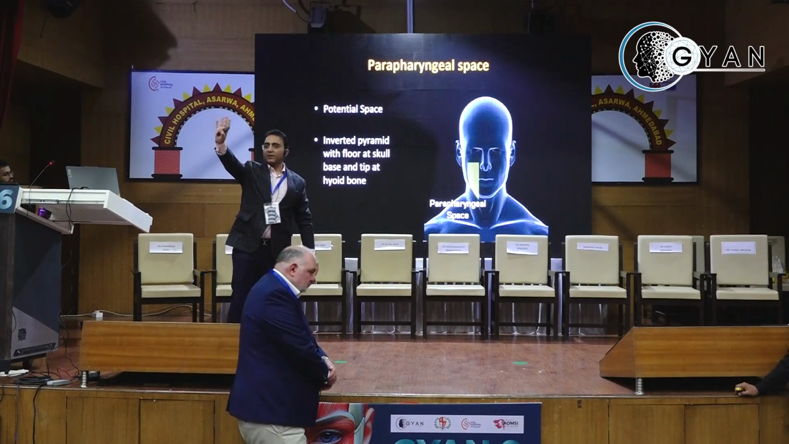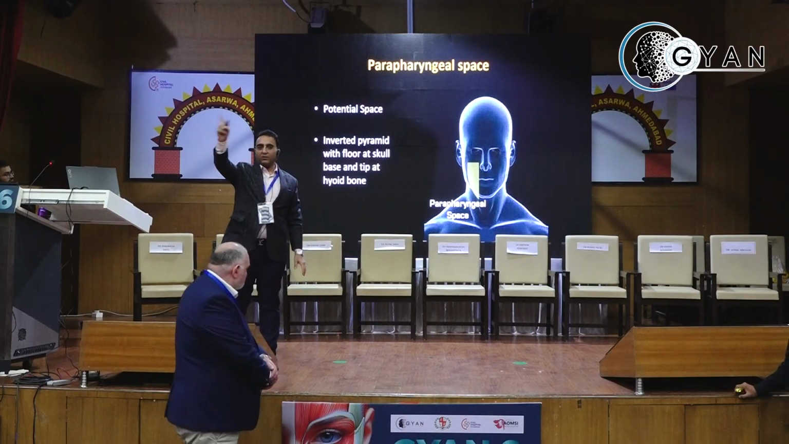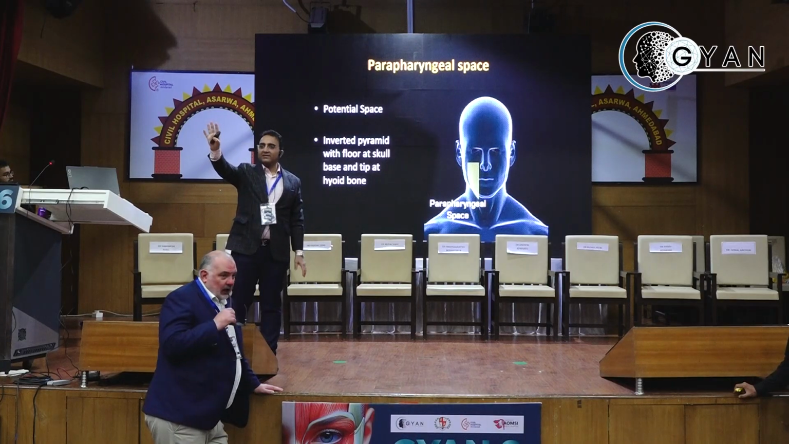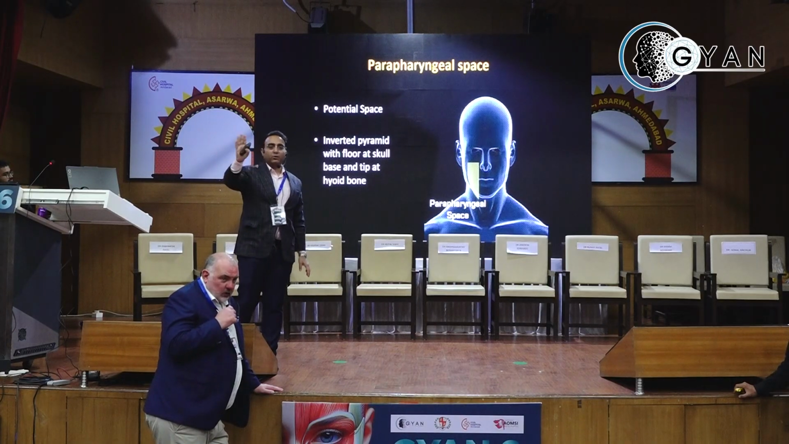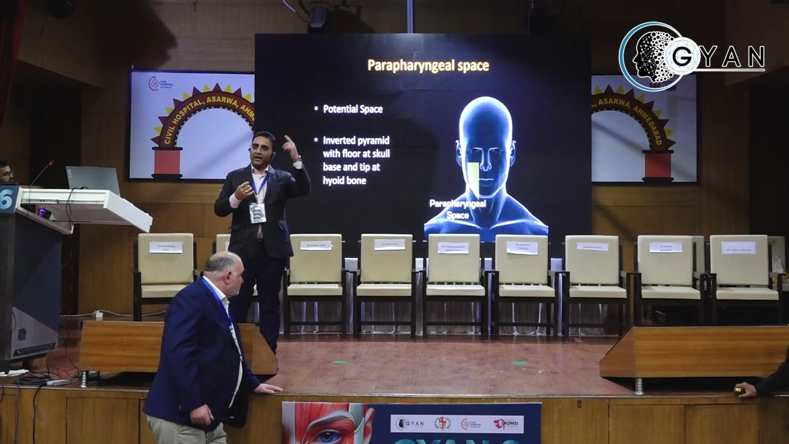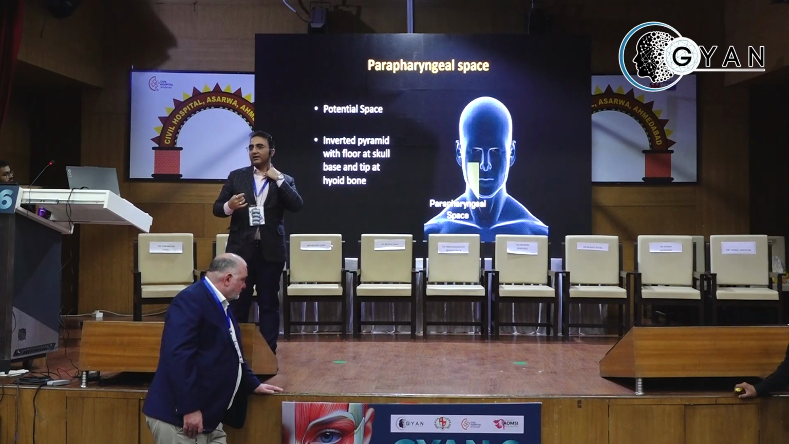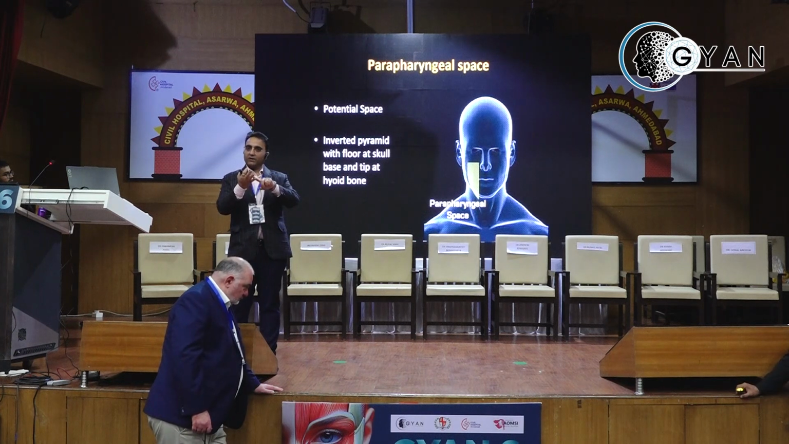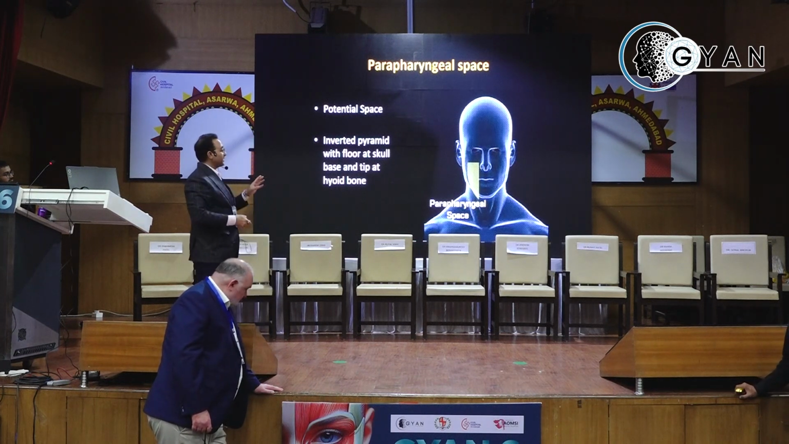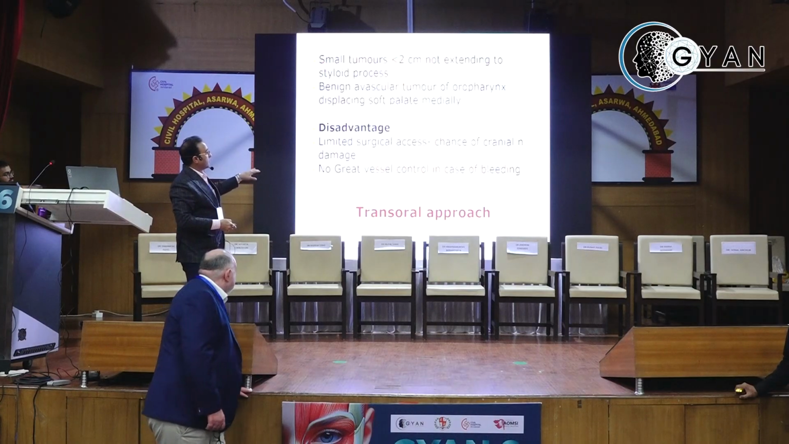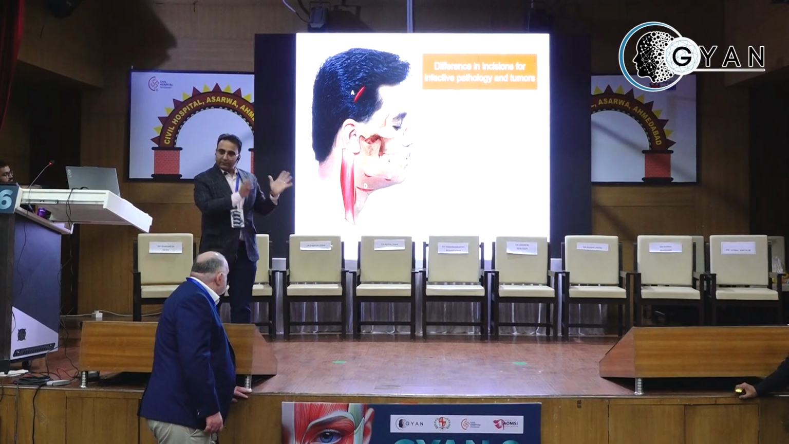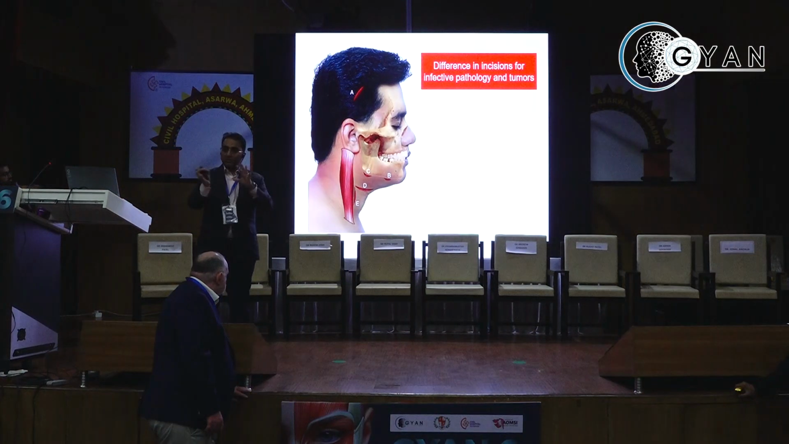Anyone? If somebody can. Otherwise it's okay. It's an inverted cone shaped space. Anybody? Okay, contents. There are important neurovascular structures from the skull base up to the neck. We have carotid systems, internal jugular vein, all the nerves, vagus nerve, hypoglossal nerve, everything is there in the parapharyngeal space. So the most important thing here, what I wanted to ask is, what is the difference in the incisions for infective pathology versus tumors?